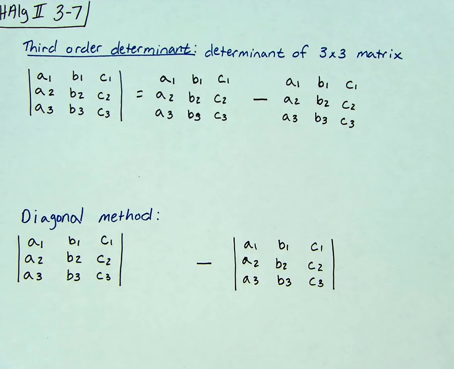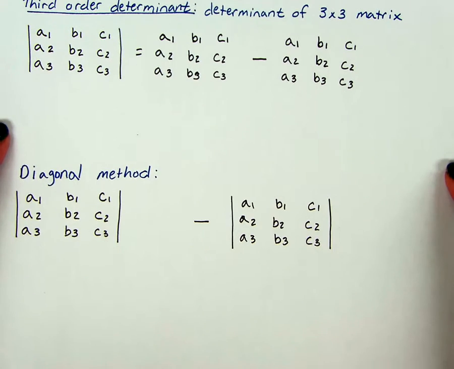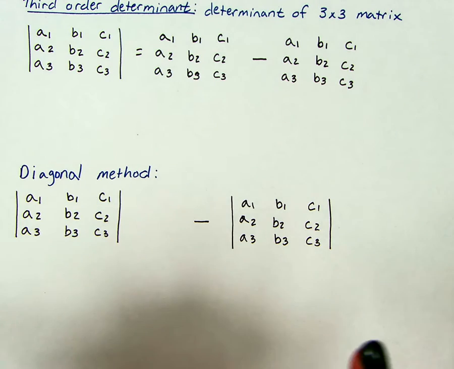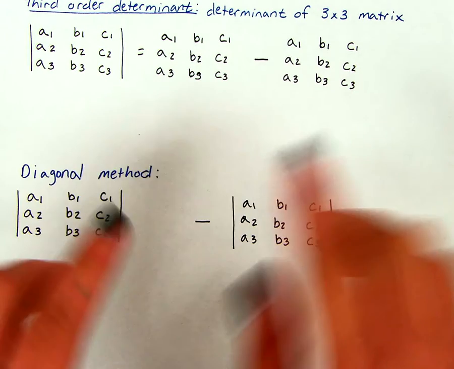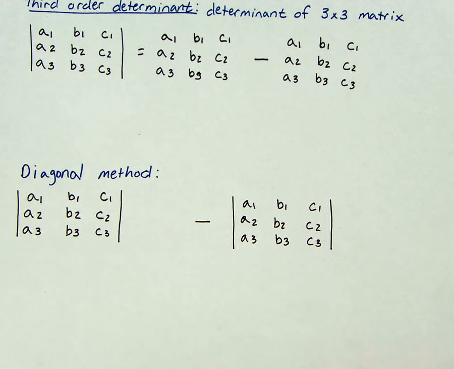So as we work through this page, I'm going to show you how to calculate this using the diagonal method. And then I'm going to put the formula up here and show you the shortcut that you can work through if that makes sense to you.